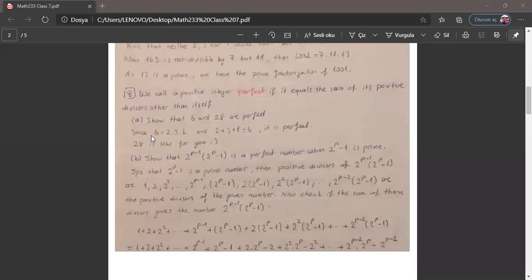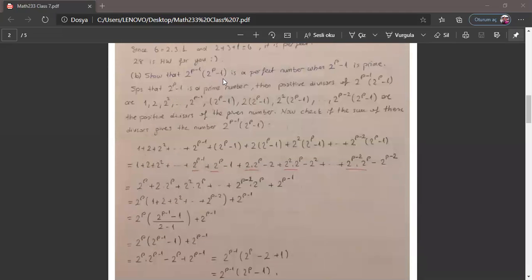So we will show now that this number is perfect when this is a prime. So if it's a prime, then there is no number which divides this prime number, right? So first recall that.